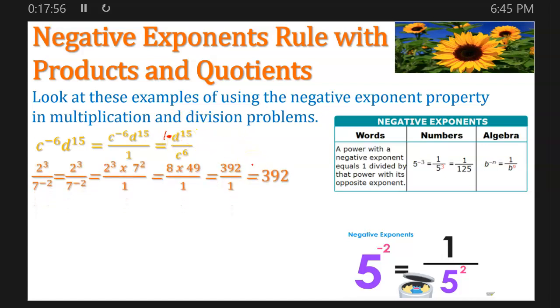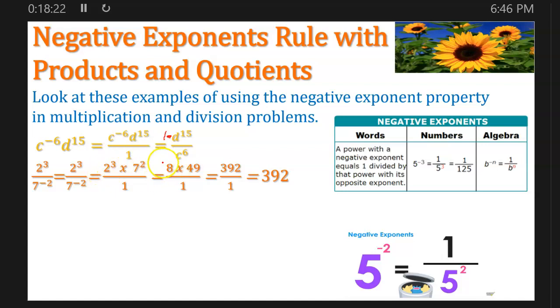Okay, 2 to the 3rd divided by 7 to the negative 2nd. Again, we can flip that fraction around, but since this is already a positive exponent, we don't want to flip the 2. We only want to flip that 7 to the negative 2. So we're going to move that up to the numerator, and now the negative on this 2 has gone away. And so we can just multiply everything out.